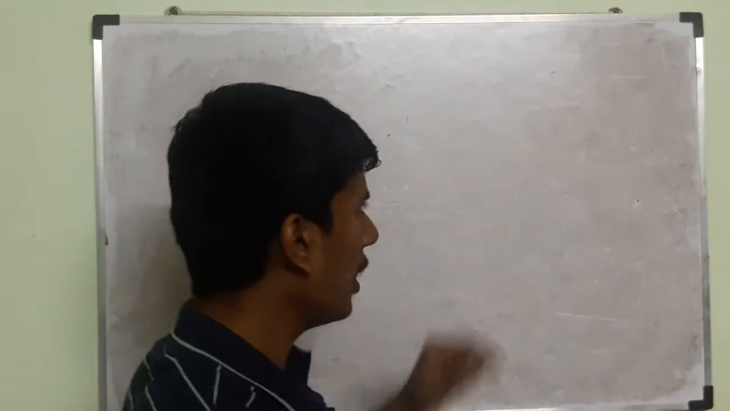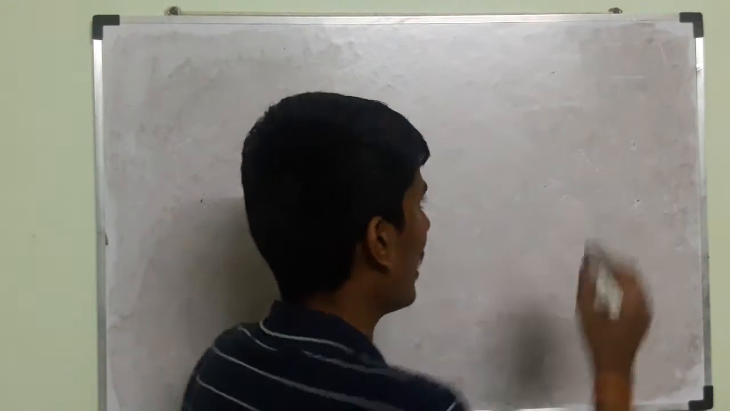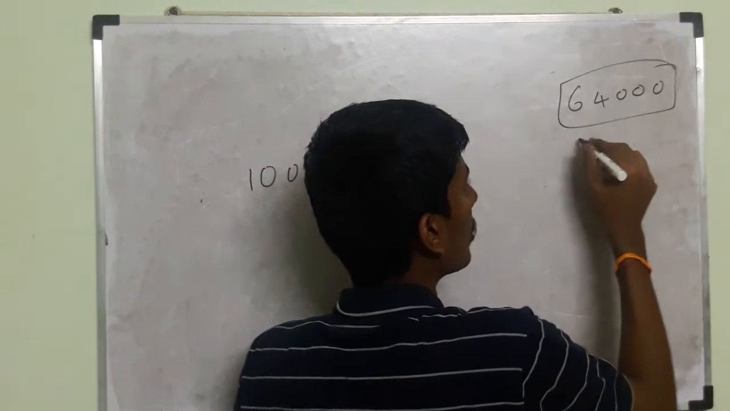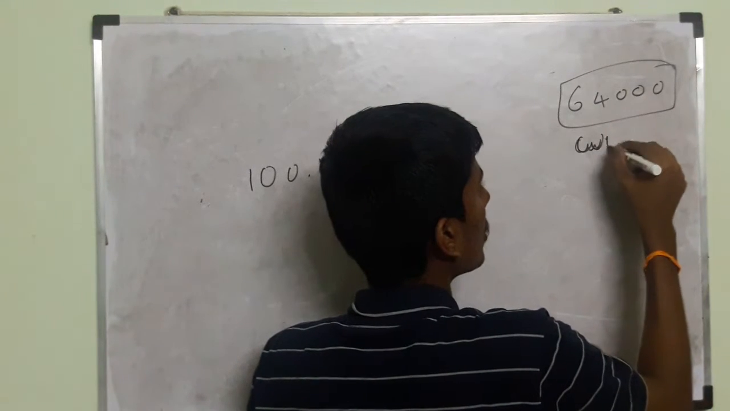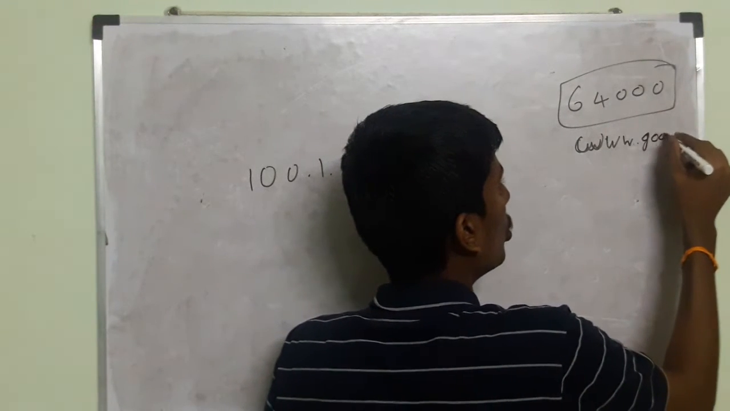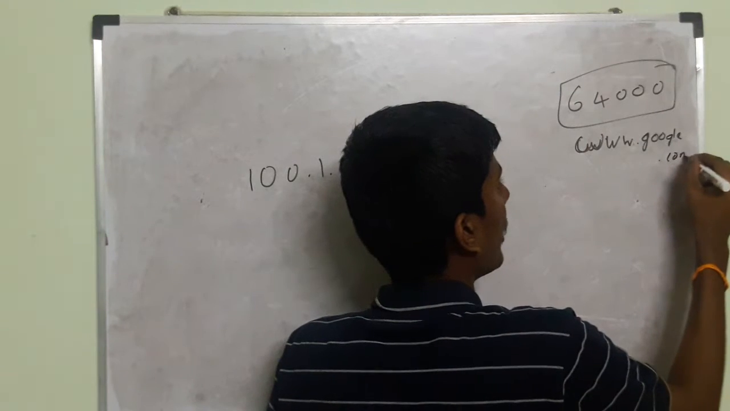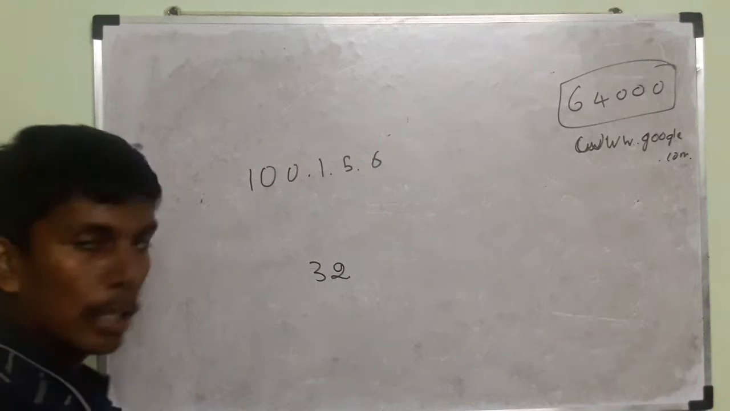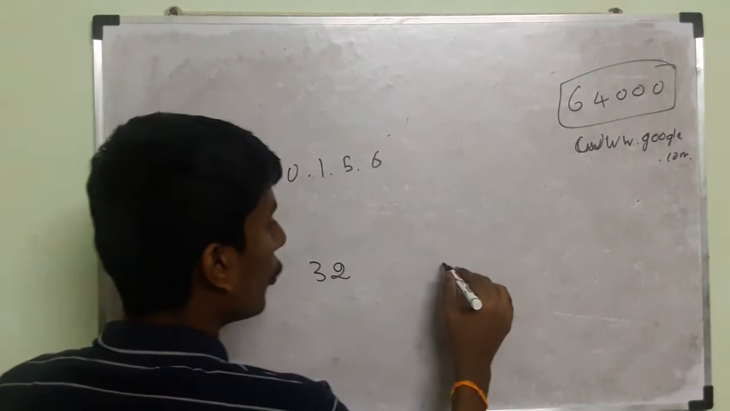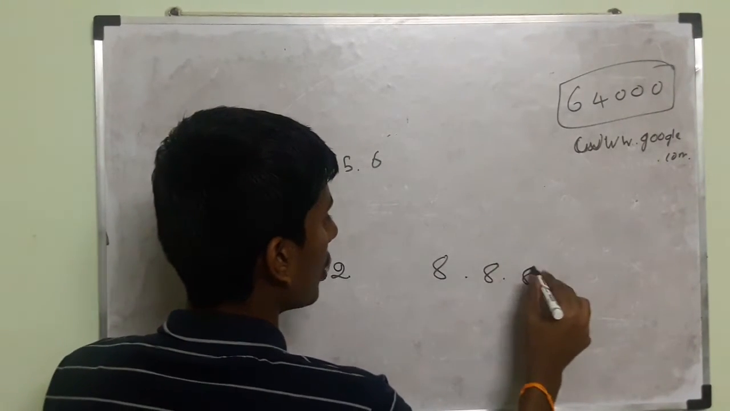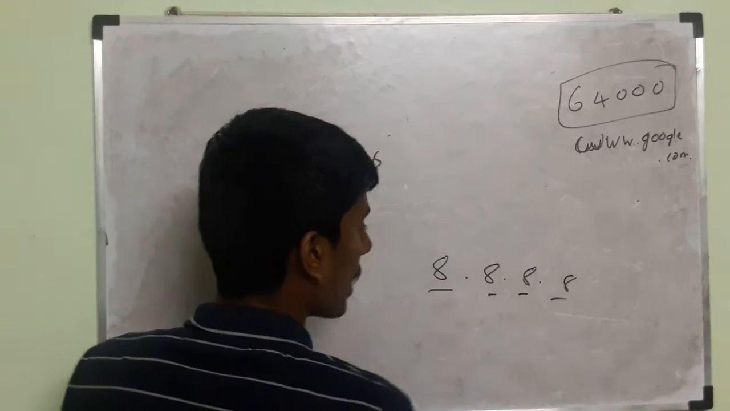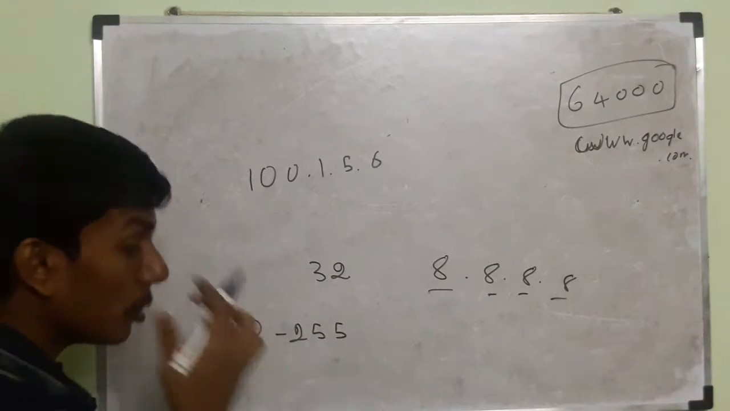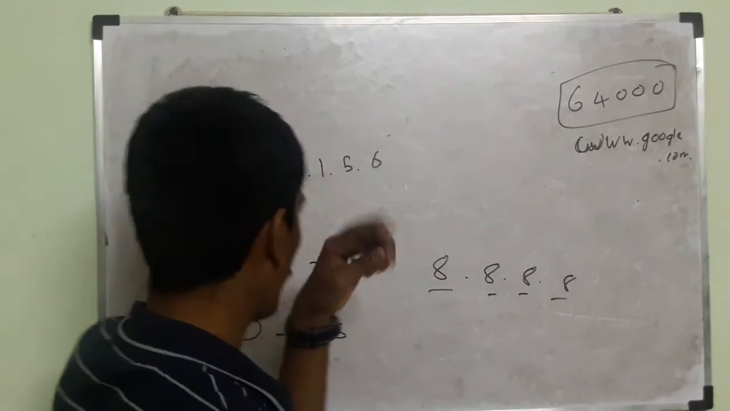Currently, Google has many IP addresses. It has 64,000 IP addresses for www.google.com right now. But what is an IP address? We know that IPv4 is a 32-bit number, but this 32-bit number is split into four 8-bit numbers. So each will be 8 bits. An 8-bit number can hold values from 0 to 255. So a typical IPv4 address will be in a format like this.